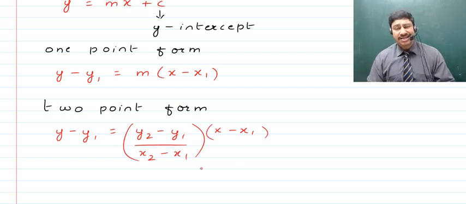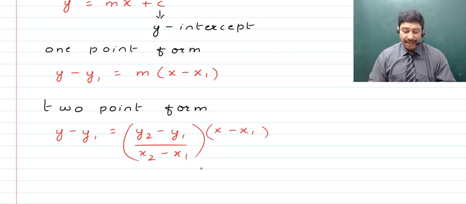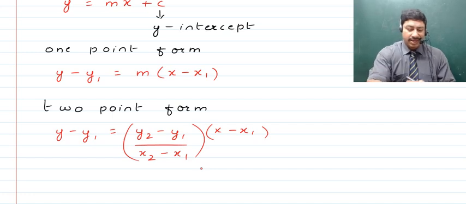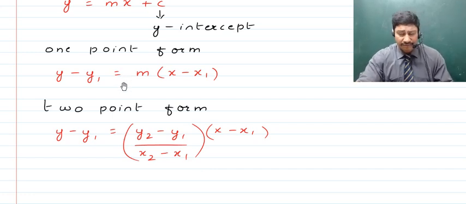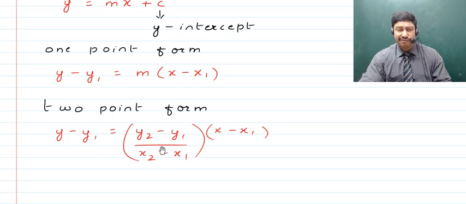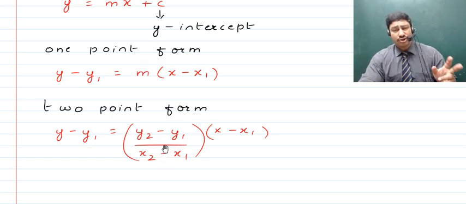So this, children, is the 1-point form. Okay, I'm sorry, it's the 2-point form, where it almost resembles the 1-point form. The only thing that is different is for slope we have applied the formula, as we know 2 points on this line. Thus this gives you the equation of the line in 2-point form.